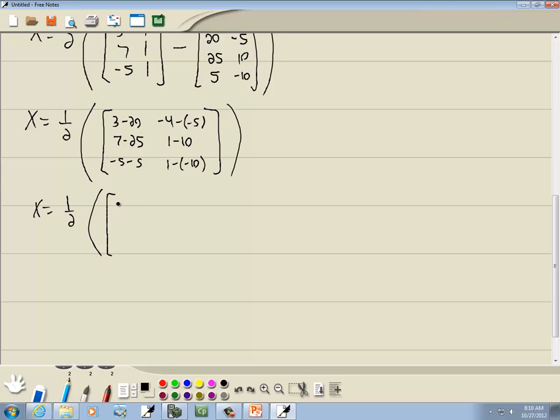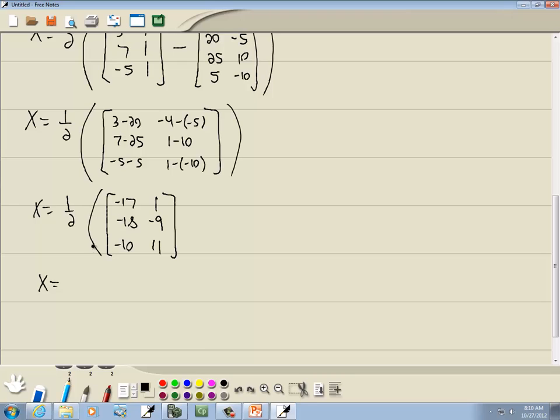Okay, 3 minus 20 is negative 17. Negative 4 plus 5 gives us 1. 7 minus 25 is negative 18. 1 minus 10 is negative 9. Negative 5 minus 5 is negative 10. 1 plus 10, remember a minus minus becomes a positive. That gives us 11.